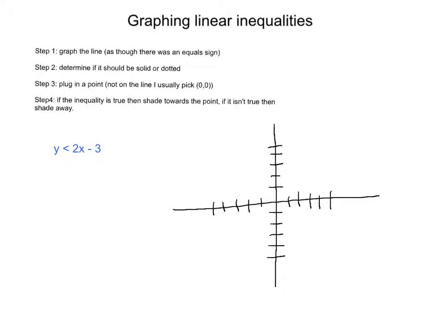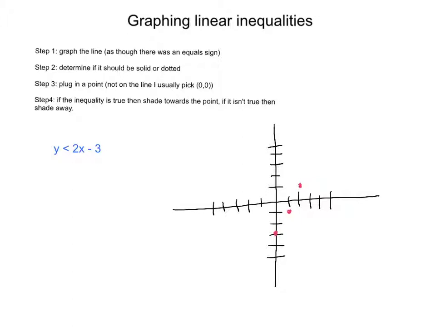Okay, so here's how you graph linear inequalities, for a little review. Step 1, right, so here are the steps, you can write them down. Step 1, graph the line as though it was an equal sign. So we're going to go to -3, we'll go up 2 over 1, right, we can keep doing that. Okay, and we'll draw our line.